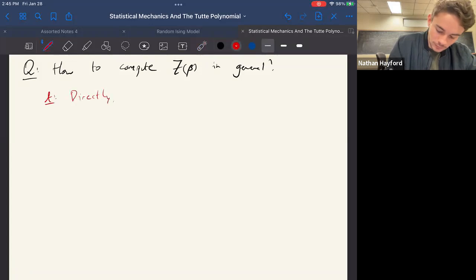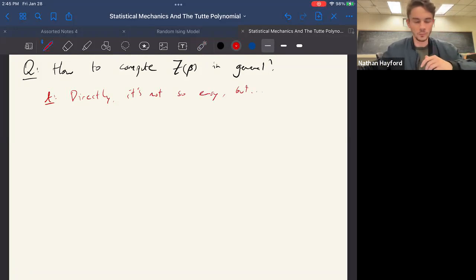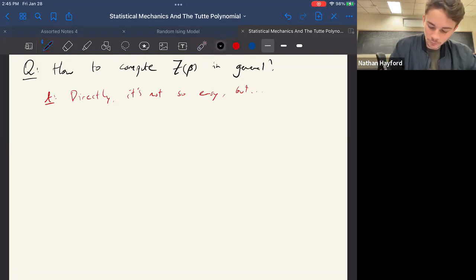Directly, it's not so easy. But, and this is where we'll start getting into more interesting things, we're going to make a change of variables to make things easier. So I'm going to define eta to be the hyperbolic tangent of beta j.